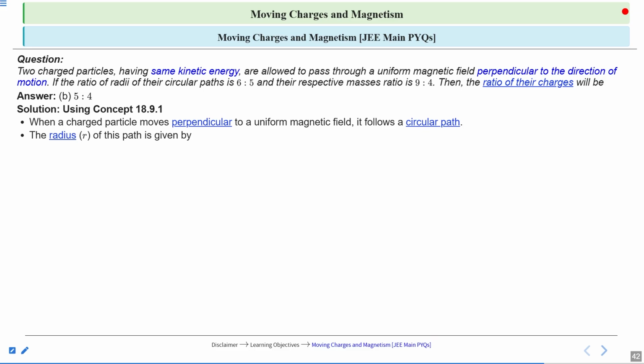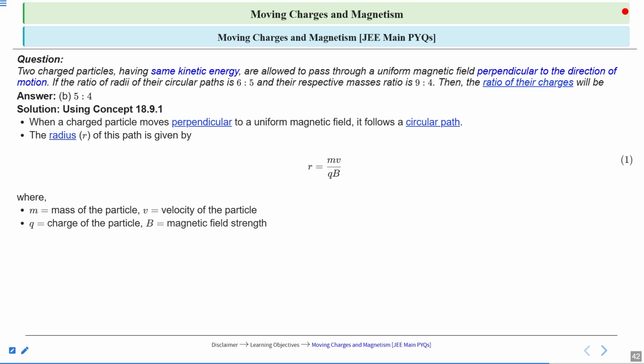The radius of the path is given by R = mv/qB. Mark it as the first equation, where m is the mass of the particle, v is the velocity of the particle, q is the charge of the particle, and capital B is the magnetic field strength.